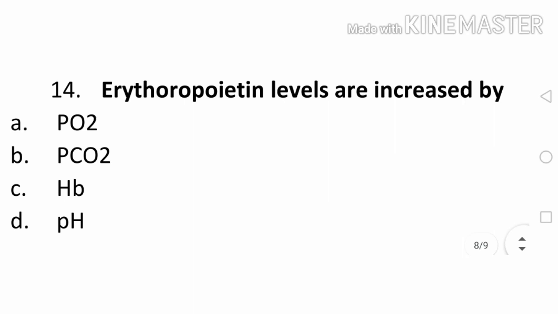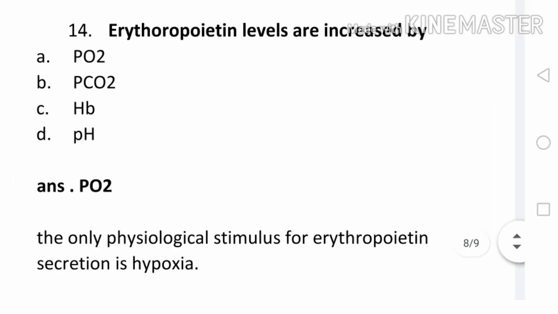Question number 14. Erythropoietin levels are increased by option A O2 pressure, option B CO2 pressure, option C hemoglobin, option D pH. The correct answer is oxygen pressure. The only physiological stimulus for erythropoietin secretion is hypoxia.